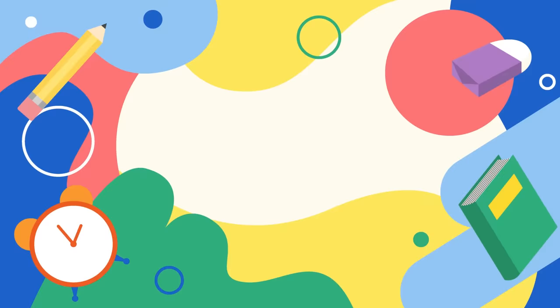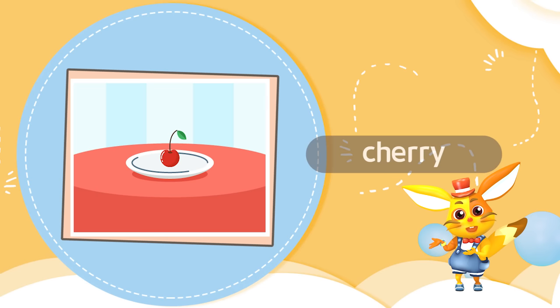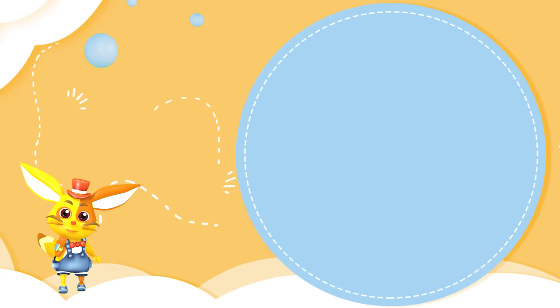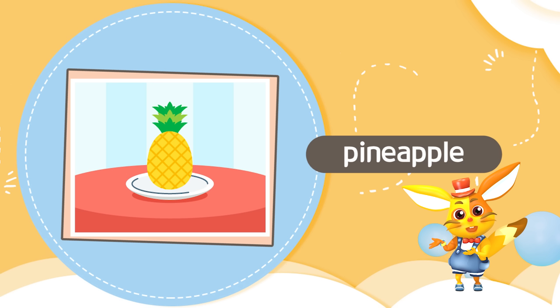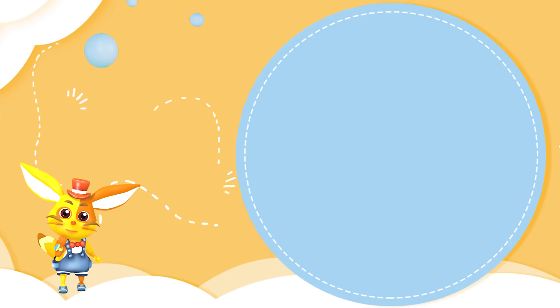Words. After you listen to each word, say the word. Cherry. Orange. Pineapple. Banana.